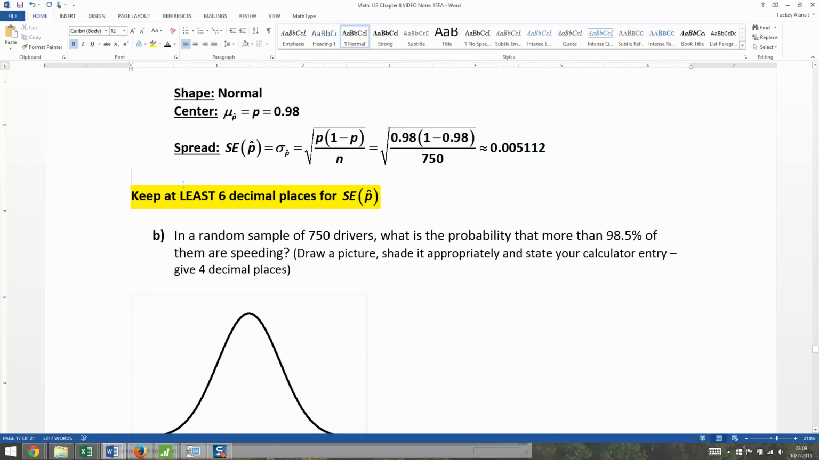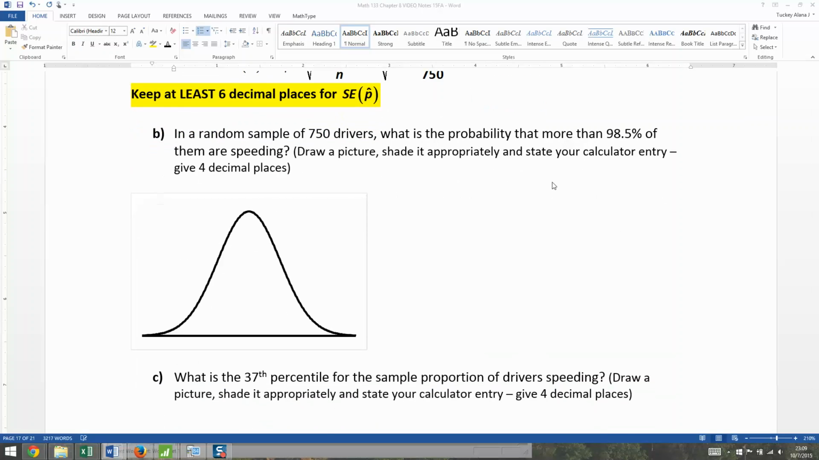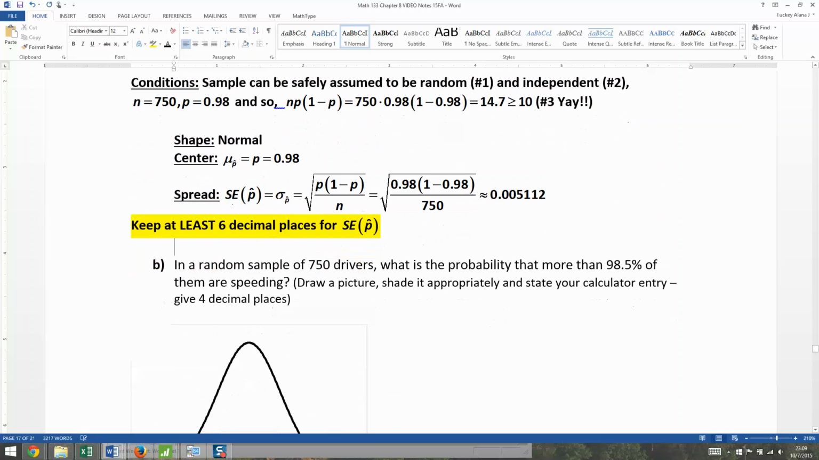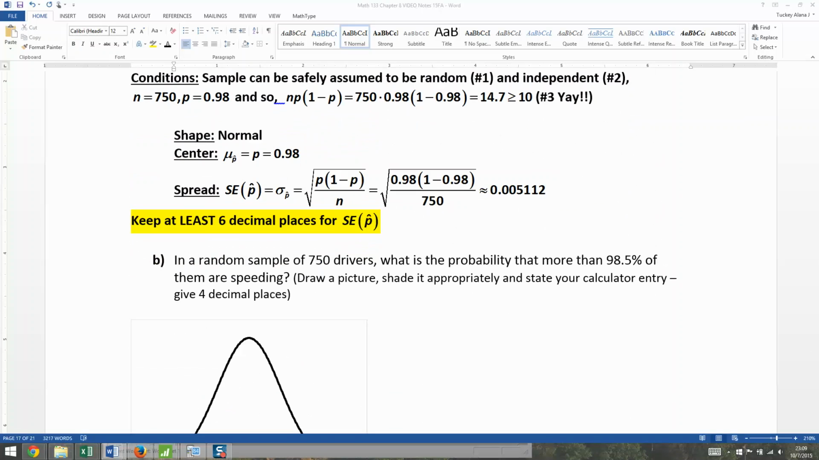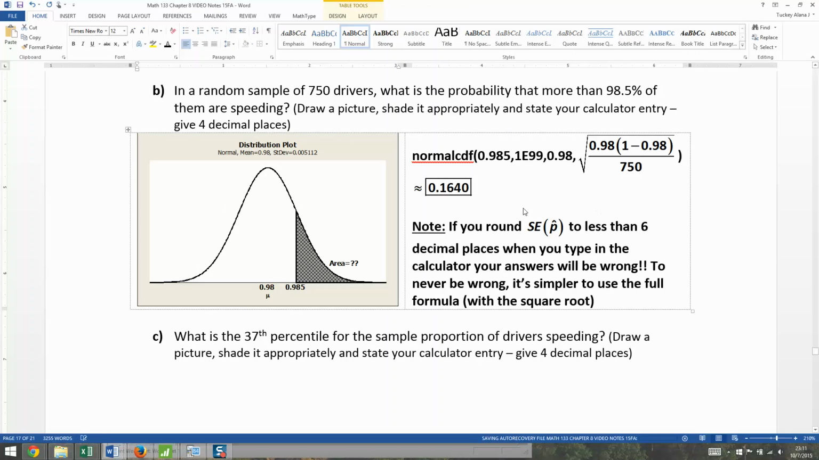All right, now that we know that, let's look at a random sample of 750 drivers. So the same sample that we just found the distribution for right here. What is the probability that more than 98.5% of them are speeding? Okay, so we know that the center is 0.98, so we want 0.985, which is over on the right, and we want to shade more than, so we're going to shade to the right. I already found this. There we have it right here.